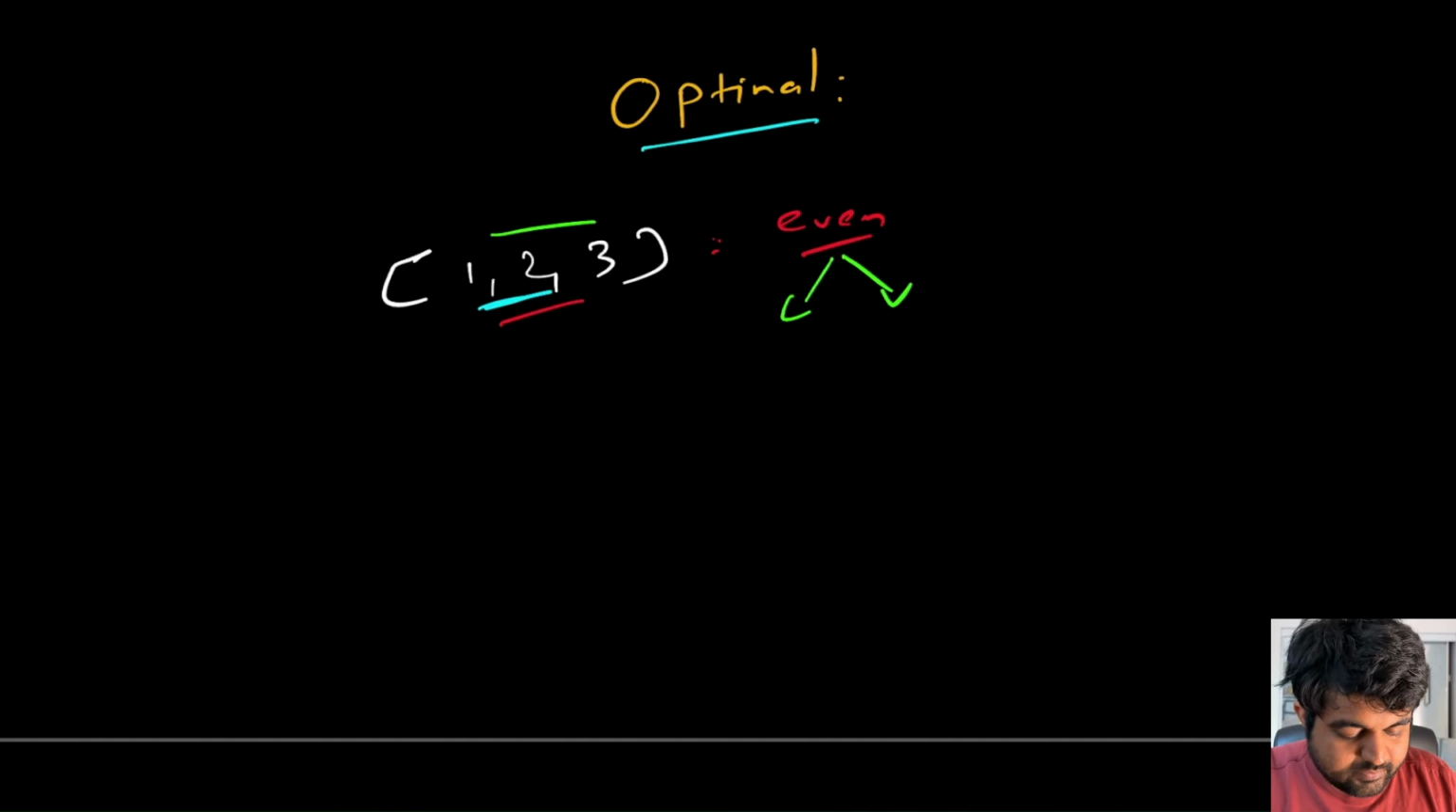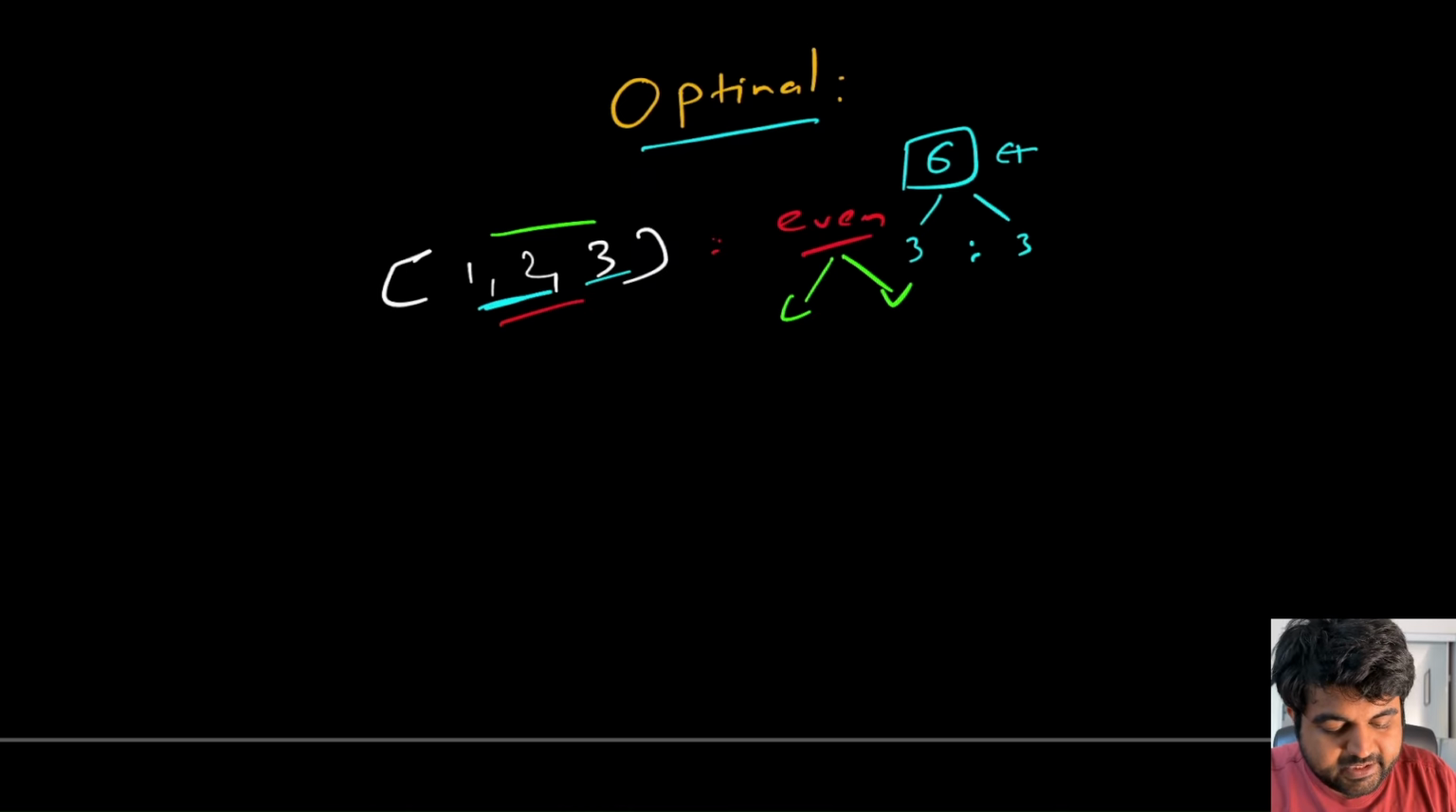We have three values, 1 plus 2 plus 3. So the total sum is going to be 6. And because this total sum is 6, we have the possibility of creating two partitions that become equal in value, that is going to be 3 and 3.